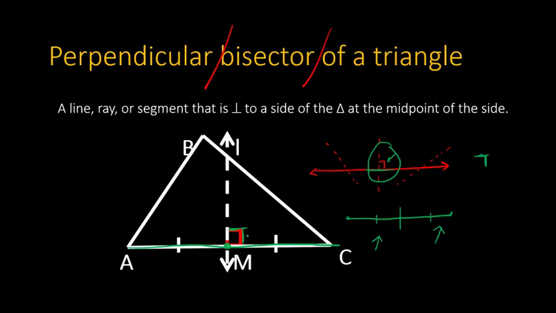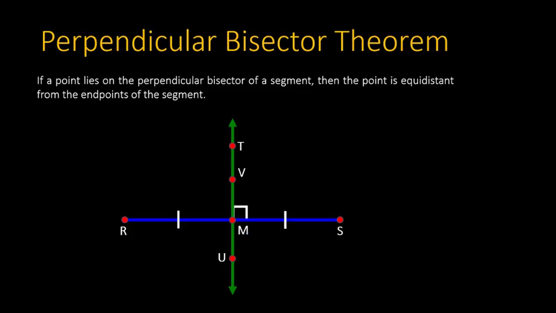Okay, beautiful. Let's continue. The perpendicular bisector theorem. If a point lies on the perpendicular bisector of a segment, then that point is equidistant from the endpoints of the segment. I won't over-explain perpendicular bisector because we just gave quite a bit of detail on that. Any point that lies on my perpendicular bisector is equidistant from the endpoints of the segment that is being bisected.